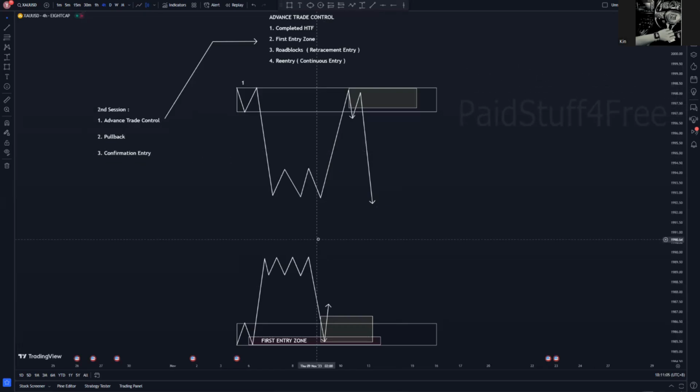But for now, is everything clear? Like the price is going to make a pullback, and then we're going to get the second entry like this. Okay, is there any question for now? Right, so everything is clear. I hope everything is clear.